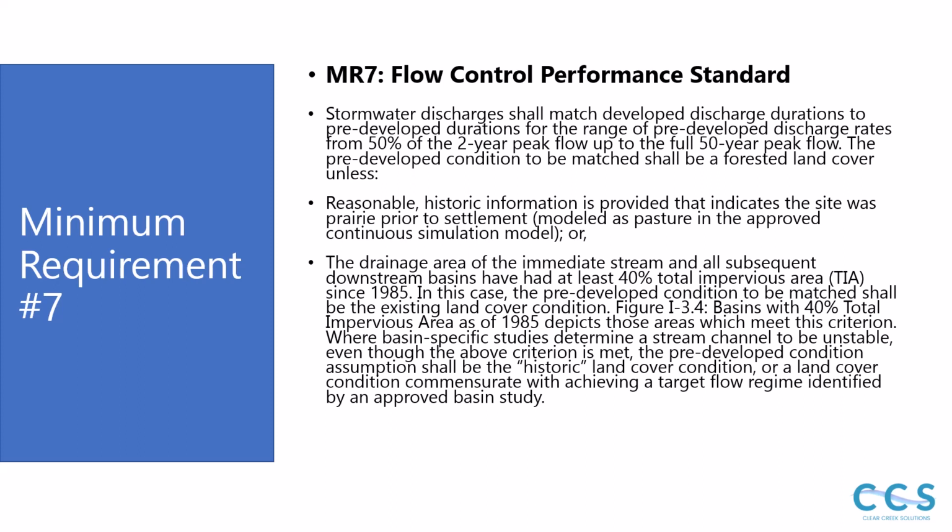The drainage area of the immediate stream and all subsequent downstream basins have had at least 40% total impervious area since 1985. In this case, the pre-developed condition to be matched shall be the existing land cover condition. Figure 134, basins with 40% total impervious area as of 1985, depicts these areas which meet this criterion, where basin-specific studies determine a stream channel to be unstable even though the above criterion is met. The pre-developed condition assumption shall be the historic land cover condition or a land cover condition commensurate with achieving a target flow regime identified by an approved basin study.